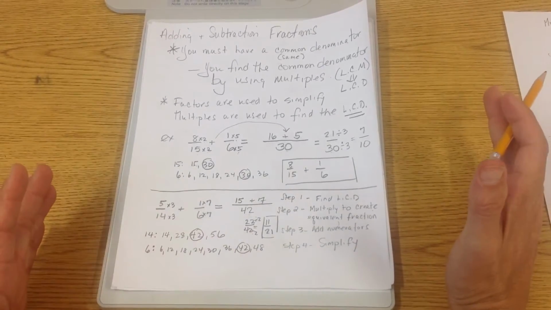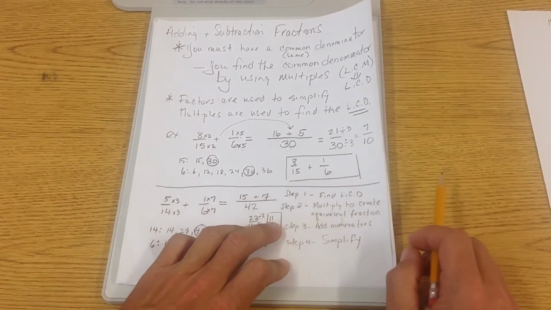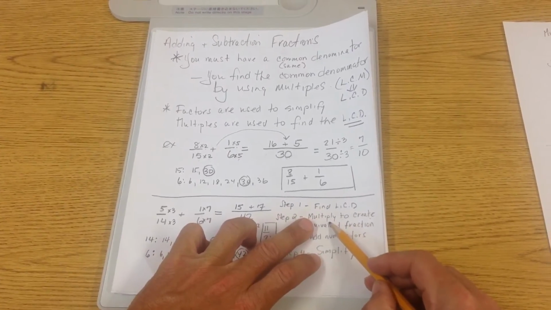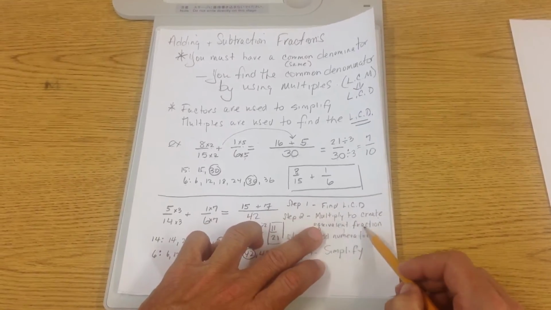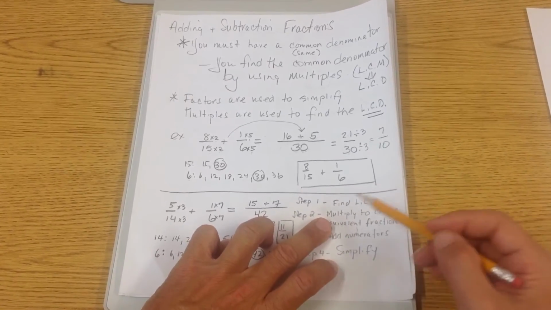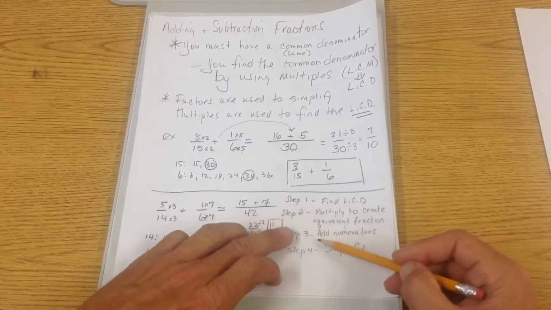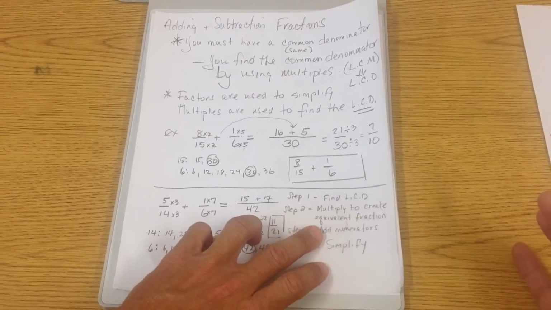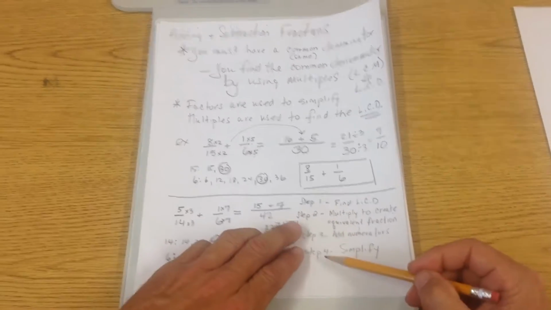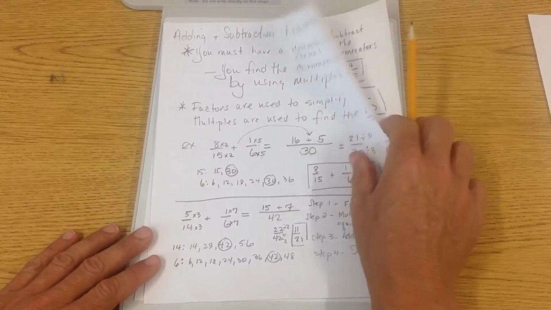So the steps are the following. First, you must find the least common denominator. Step 2, you must multiply to create an equivalent fraction. In other words, whatever you do to the denominator, you must do the exact same thing to the numerator. Step 3, add or subtract. It depends if you're adding or subtracting the numerators. Step 4 would be to simplify. Let's look at subtraction.